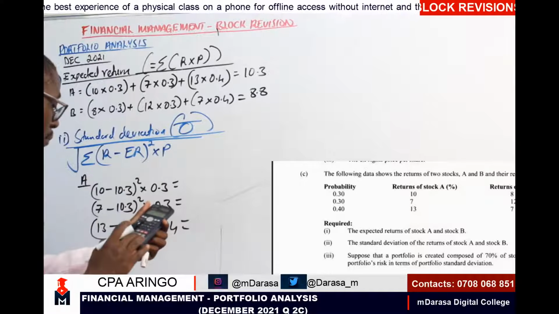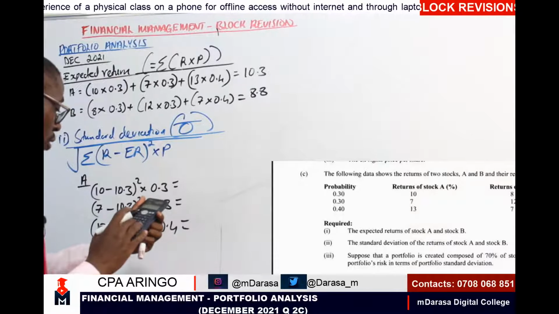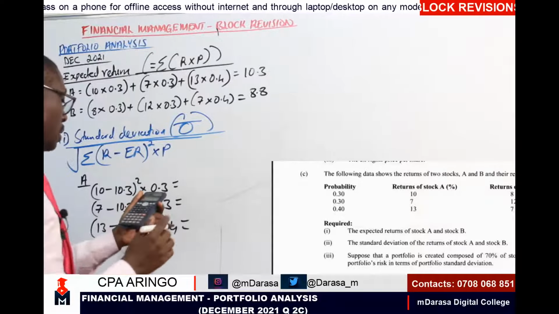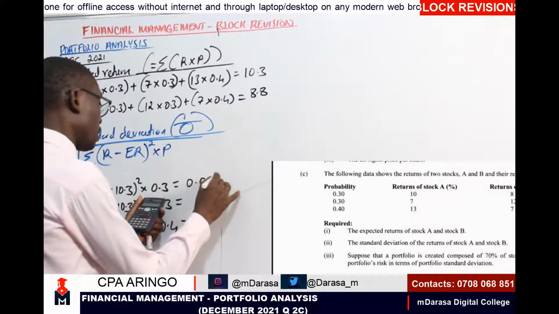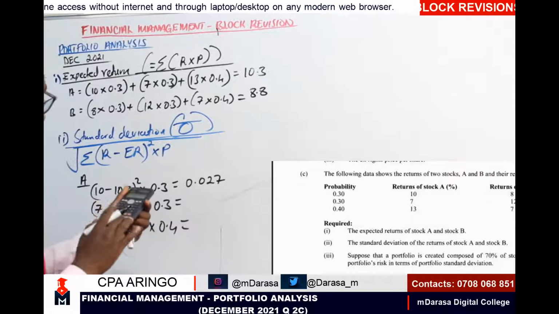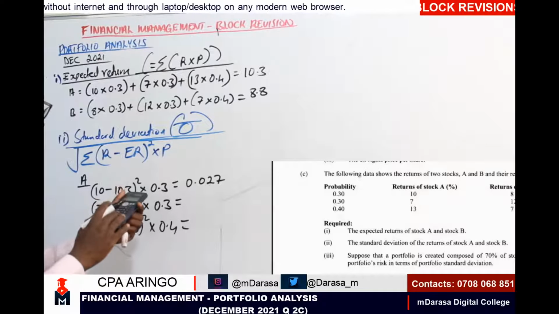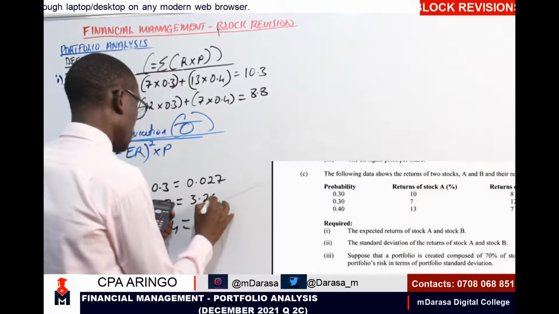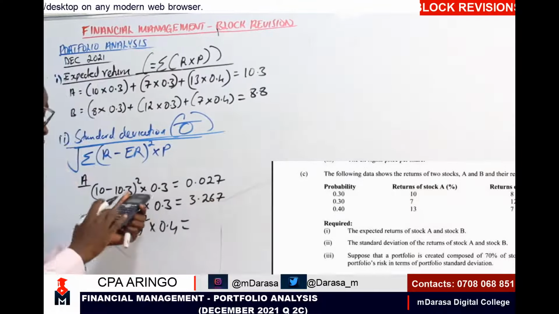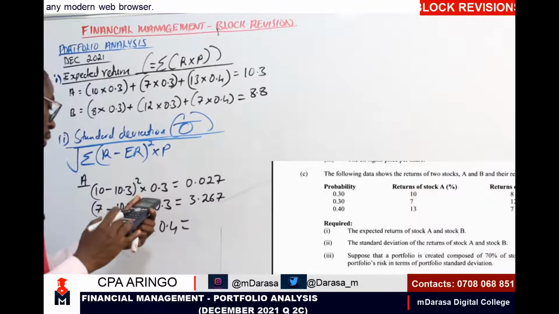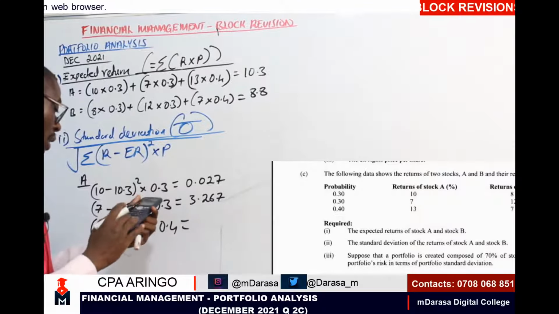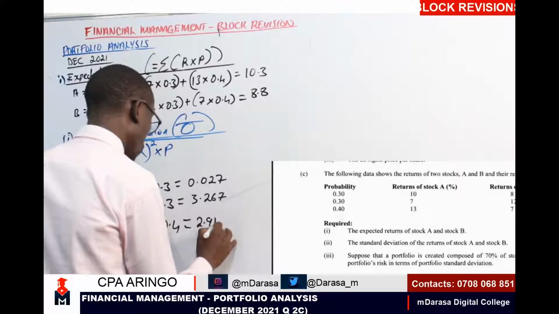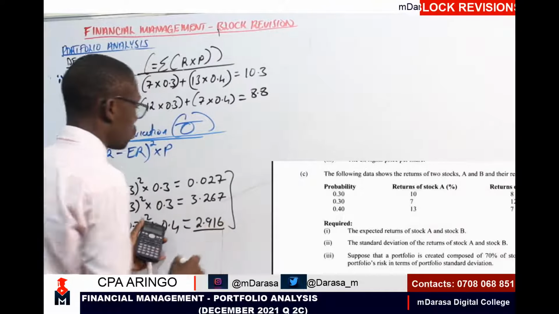Therefore, my variance: I'm having, of course, 10 minus 10.3. We square that one and multiply by 0.3, which is our probability. This case should give us 0.027. Then the other one, 7 minus 10.3, squared times 0.3, should give me a figure of 3.267. Then lastly, we are talking of 13 minus 10.3. In that case, we square that one times 0.4, which should give me a figure of 2.916.